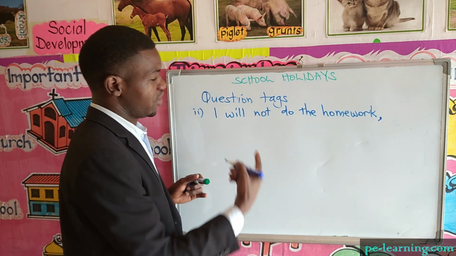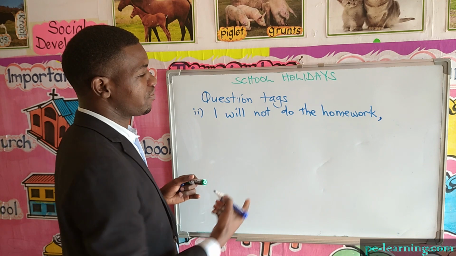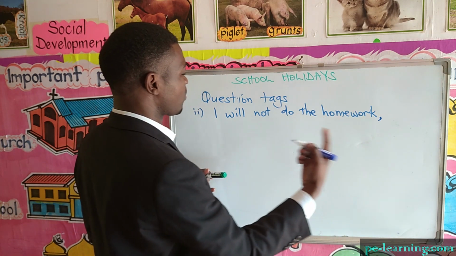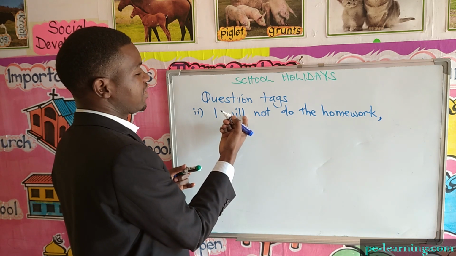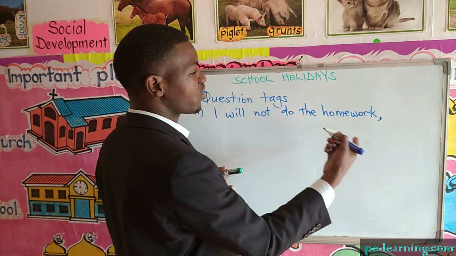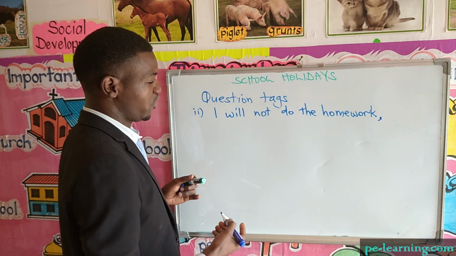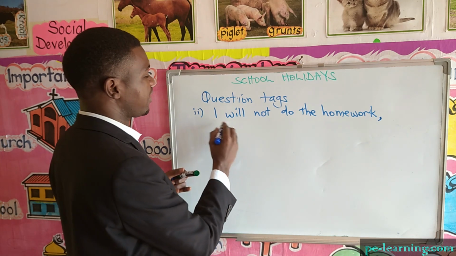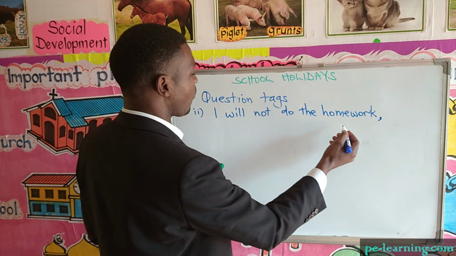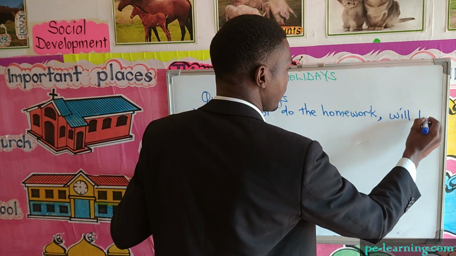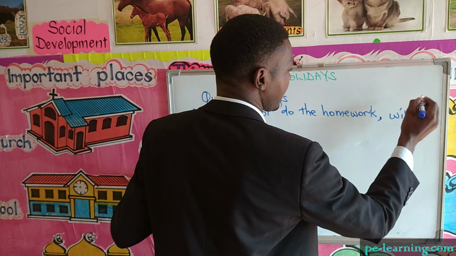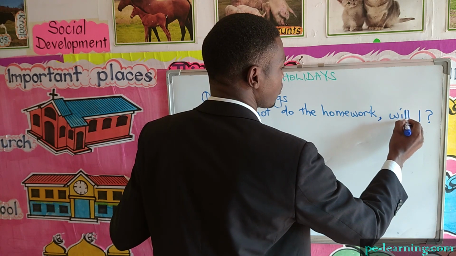I will not do the homework. From our rule, when the main sentence is affirmative, the question tag is going to be negative. So for this case, it is vice versa. The main sentence is negative, so the question tag is going to be affirmative or positive. For this case, we shall just say, I will not do the homework, and the question tag will just be, will I? That will be our question tag.